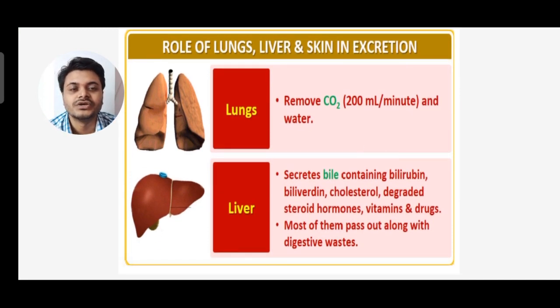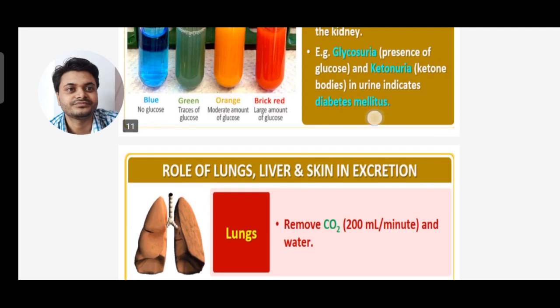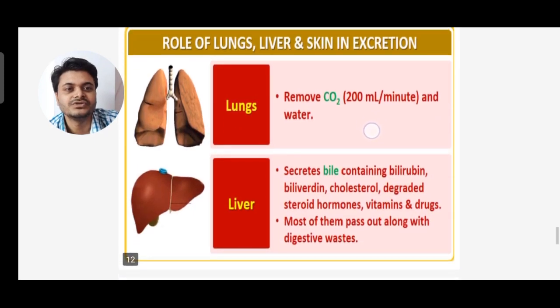Next you see the role of lungs, liver, and skin in excretion. The lungs remove carbon dioxide during the process of exhalation, about 200 ml per minute. They remove carbon dioxide and water.